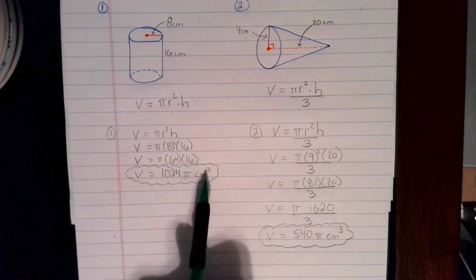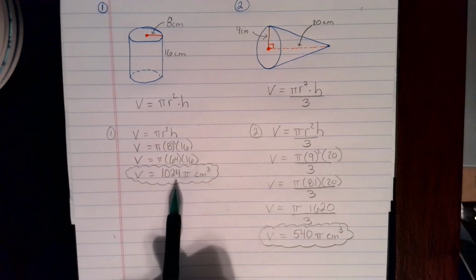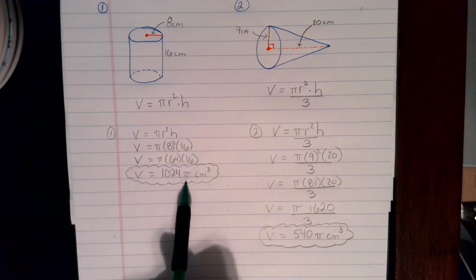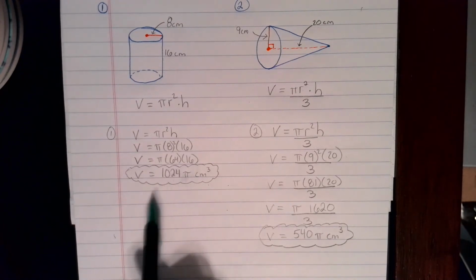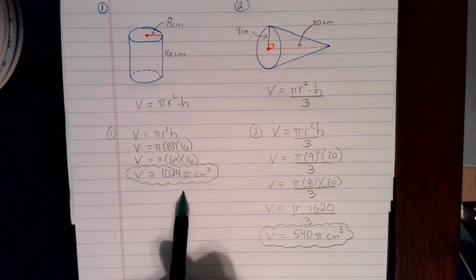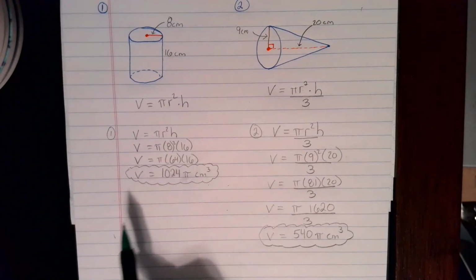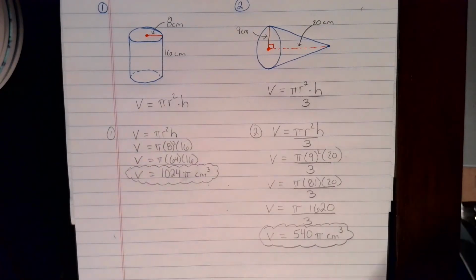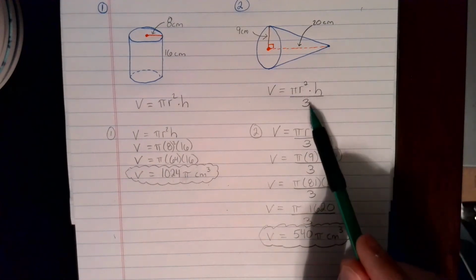By the way, if they didn't say in terms of pi, you would literally just do one more step of multiplying 1024 times pi in your calculator, and then you would round that answer to whatever it is. But in terms of pi, you can leave pi there. Number 2 is almost the exact same formula, just for a cone. It's divided by 3 at the end.